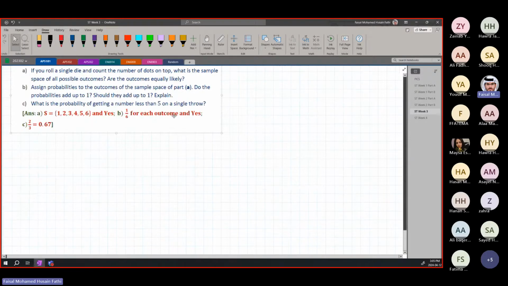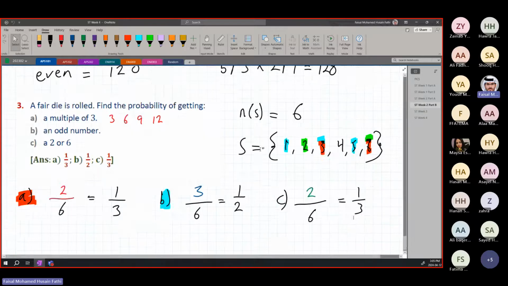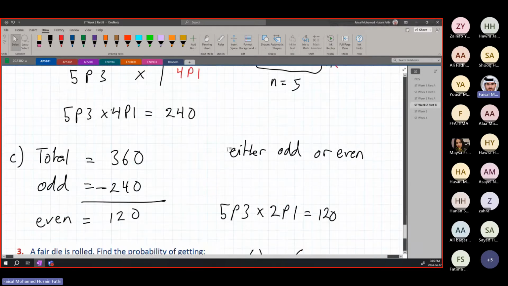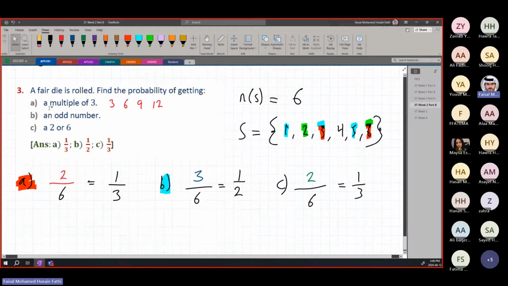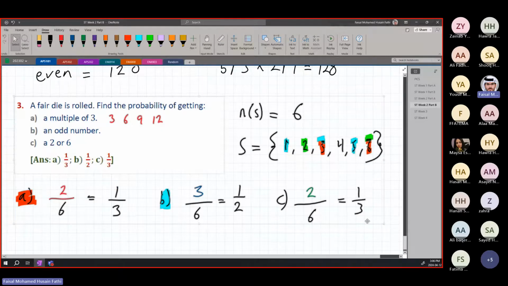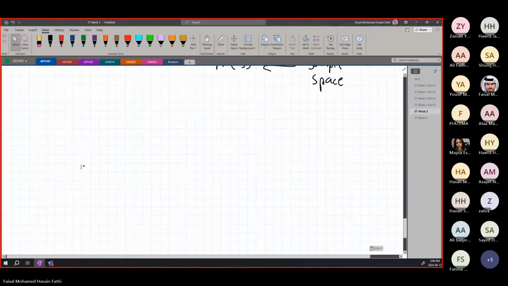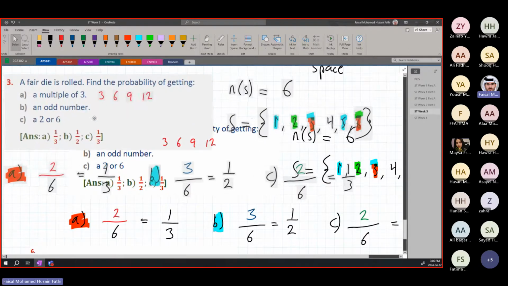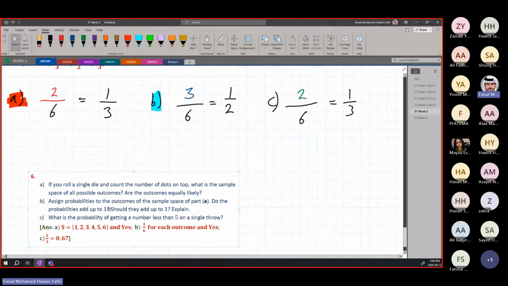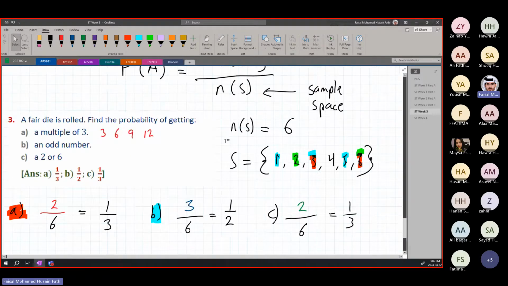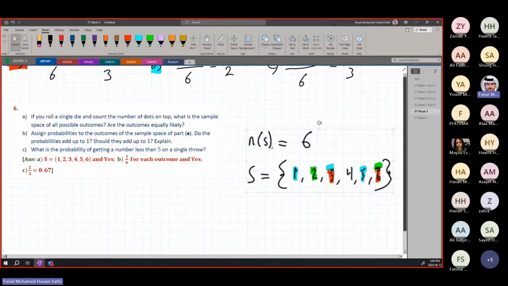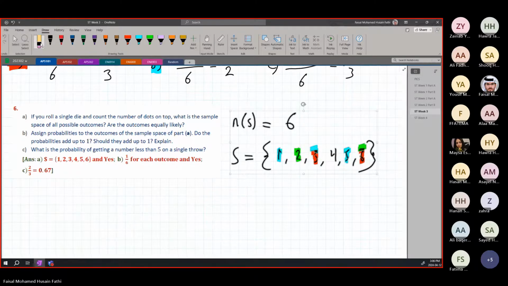Oops, where did I put part B? Oh, I put it in the wrong place. 1 second. Let me just copy paste this into week 3. Okay. So again, if you roll a single die, this is the sample space for a dice. All right. Sample space for a dice is here.